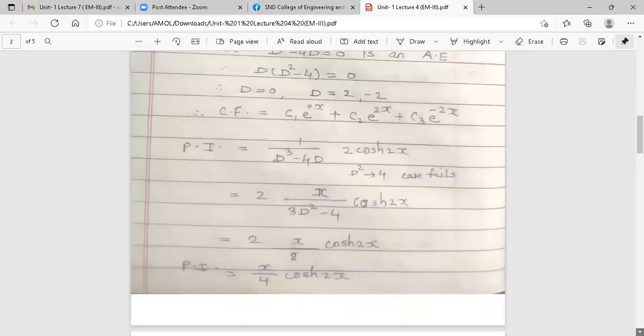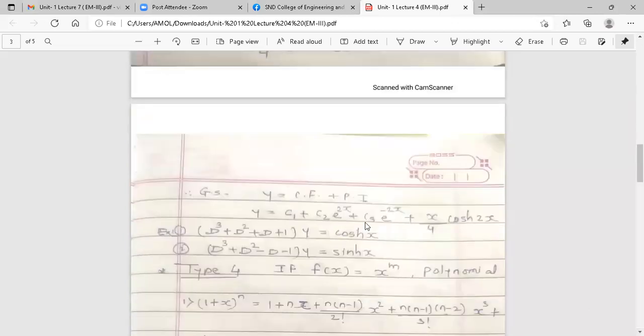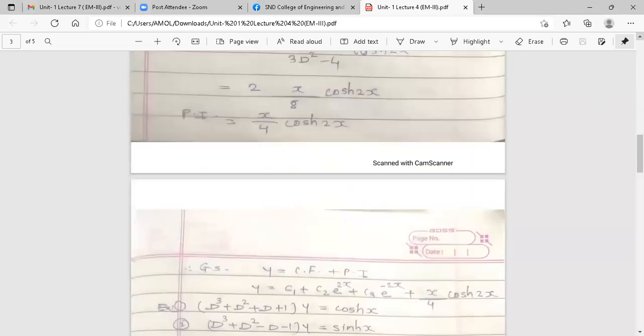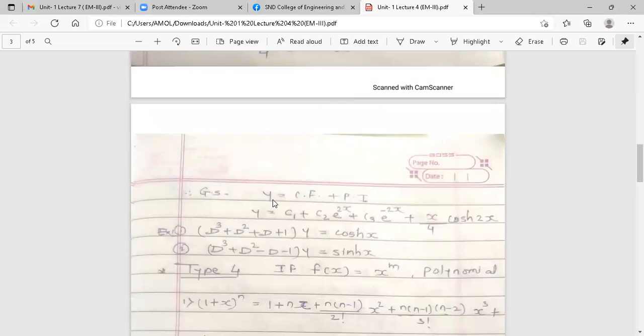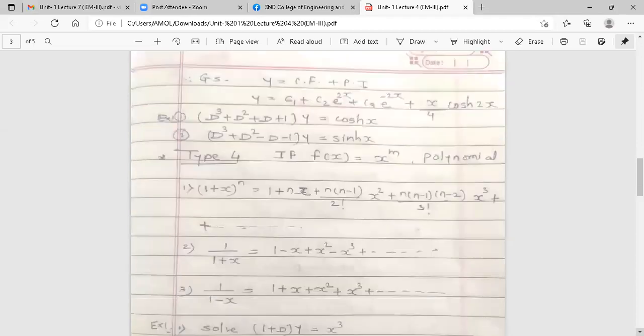So this is an example of a hyperbolic function, and this is the PI for the given hyperbolic cos function. The general solution is y equal to CF plus PI. You write down the addition of the complementary function and the particular integral, then you will get the general solution. Here is your general solution for the given example. These are the 2 examples of the hyperbolic function. You try yourself, take it as homework and try to solve the examples of hyperbolic case type 3.